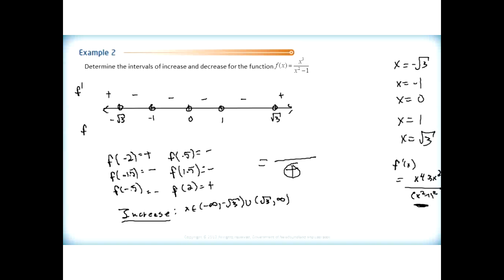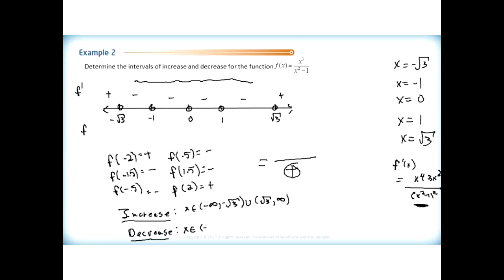And for our intervals of decrease, this is a bit of a funny monkey. Really, we're going to have to put this together, because although it looks like it's decreasing all the way through here, at the actual critical values it's not. At those points we can't count them. So what we have to do is write them all out and skip over those points.